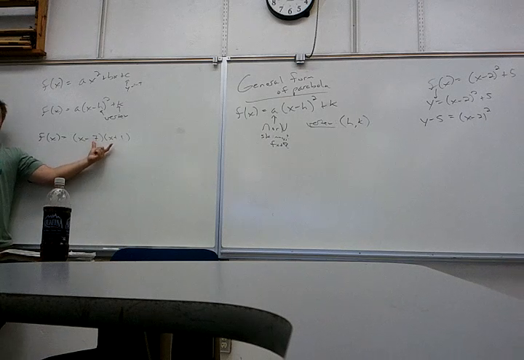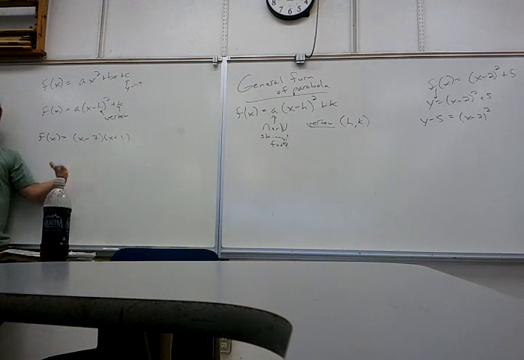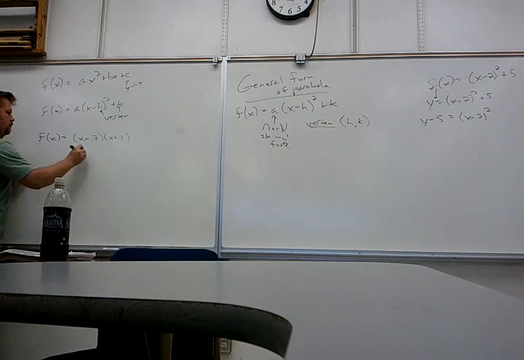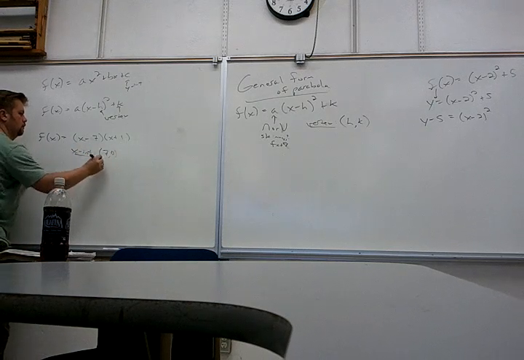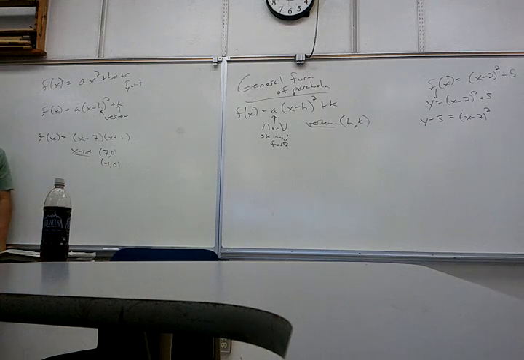What can you tell me about the graph of this just by looking at this form? Yeah, the x-intercepts. What would the x-intercepts be here? 7, -1. I like it. Cool, right? So each of the different forms have their own advantages and disadvantages.